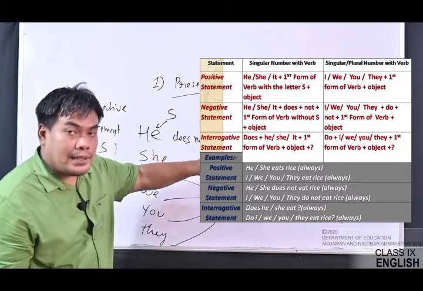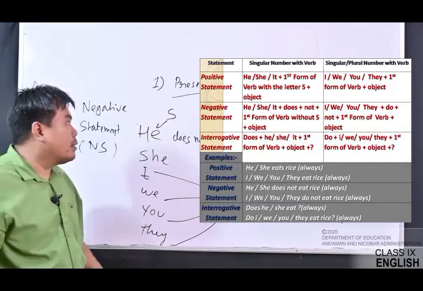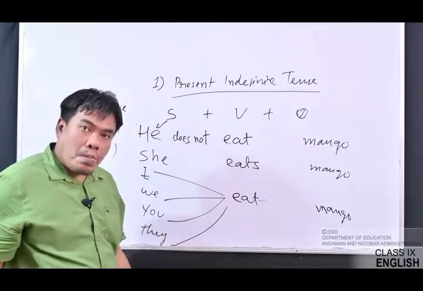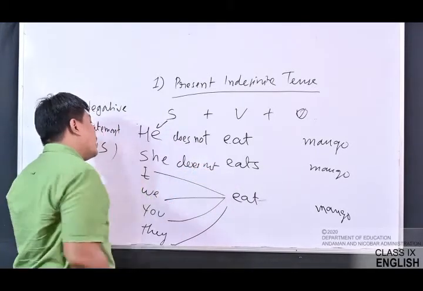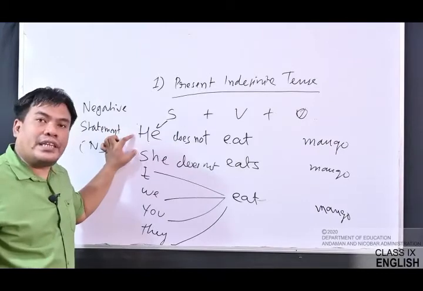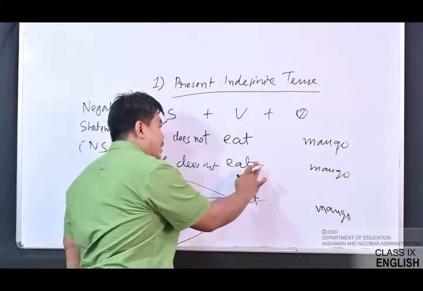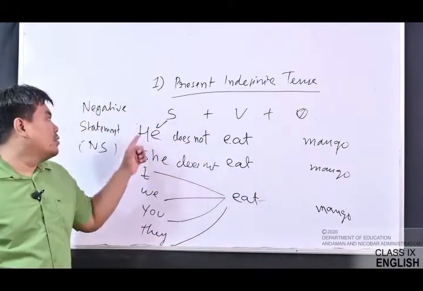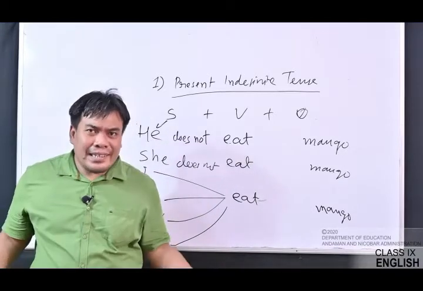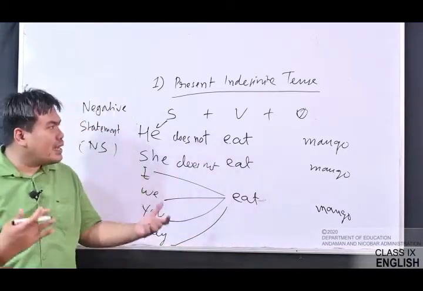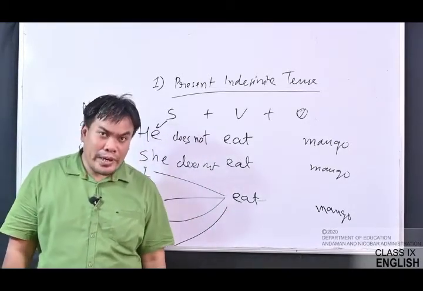He does not, does plus not plus first form of verb, without S, there is no S. It's given in that table again. So he does not eat mango. It will be the same for this one, does not. Whenever we are talking in terms of he, she, and it, he does not, she does not. And this S won't be there. So he does not eat mango, she does not eat mango. She doesn't like to eat mango. He doesn't like to eat mango. He doesn't do it every day. He doesn't like it every day. You got my point now?